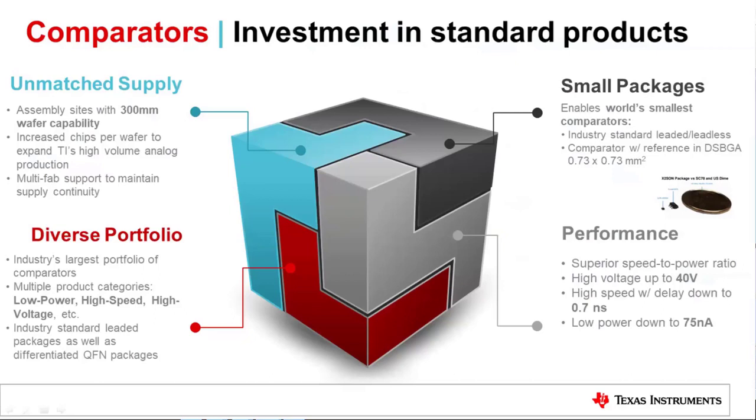And lastly, our performance is quite superior in terms of our speed to power ratio. So we have high voltage devices that go up to 40 volts. We have high speed devices with propagation delay in the sub nanosecond range, as well as low power devices that go down to 75 nanoamps. So you can see the investment for comparators for TI is far more than just our standard comparators, right? It's a very diverse portfolio.